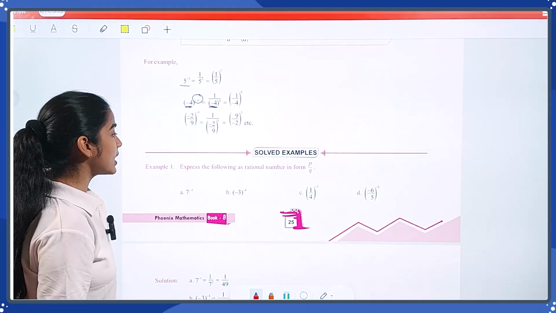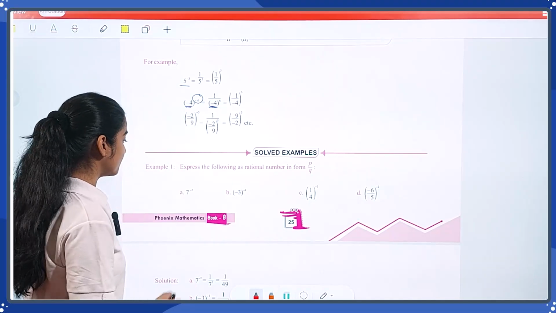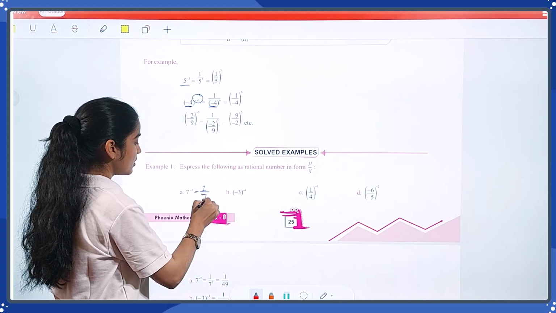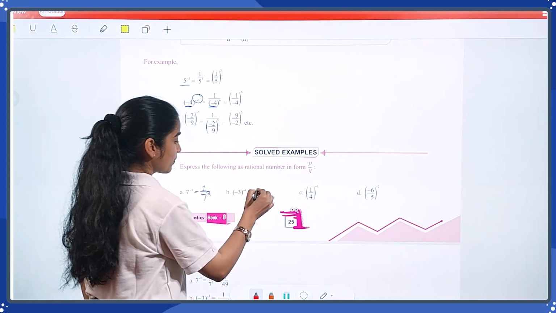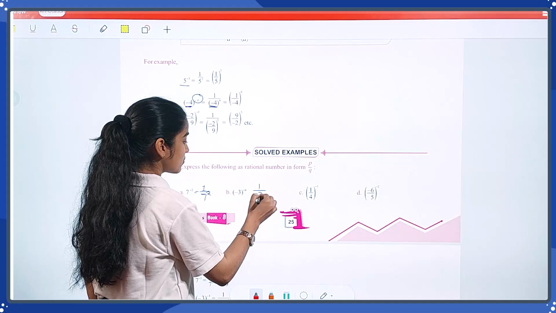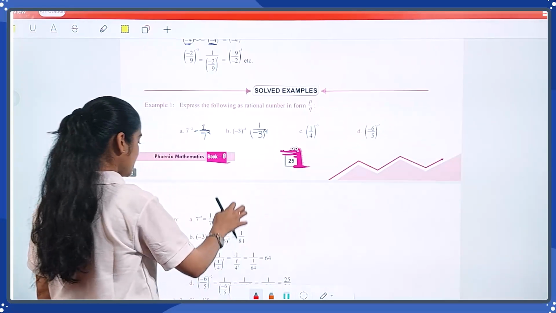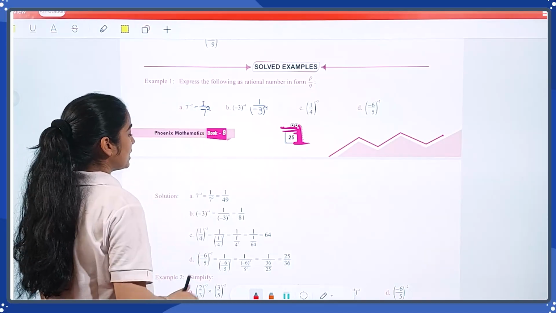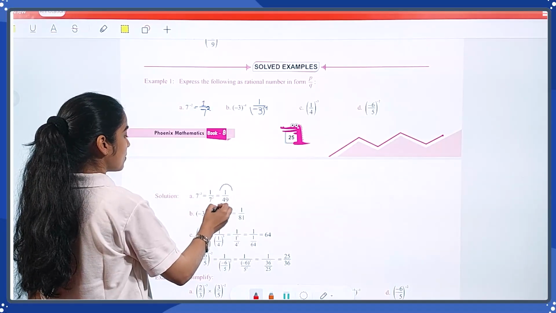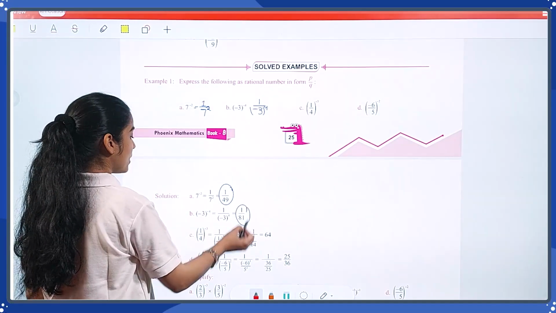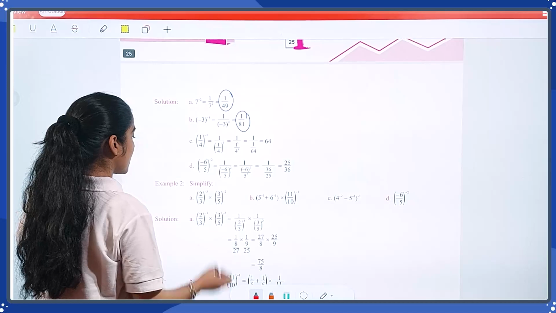Now express the following as rational numbers in p by q form. So 1 by 7 raised to the power 2, and 1 by minus 3 raised to the power 4. In that way, you can simply change it, and you can expand it also. 7 multiplied by 7 is 49, so 1 by 49. 3, if we multiply 3 four times, we will get 1 by 81. Okay. Now next we have to simplify this.